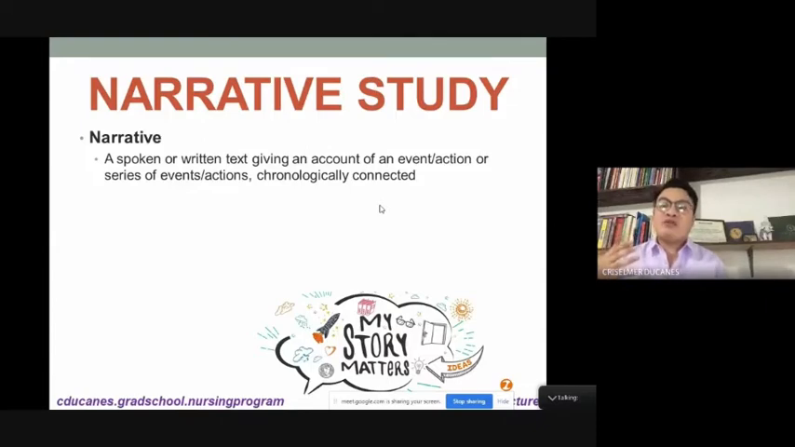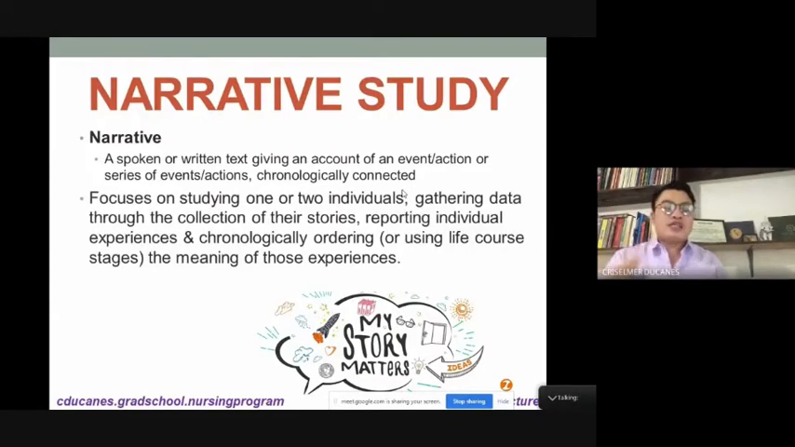Then that's the time, once you have identified the patterns and the chronological order, that's the time you narrate that, or you have to retell or re-story the stories of your participants. Okay? So a very important concept here in your narrative is you have to arrange that chronologically, and it should be connected to one another. The events should be connected to one another.